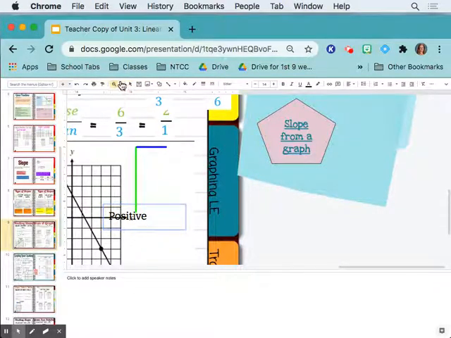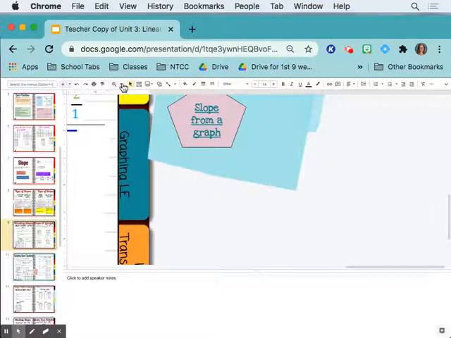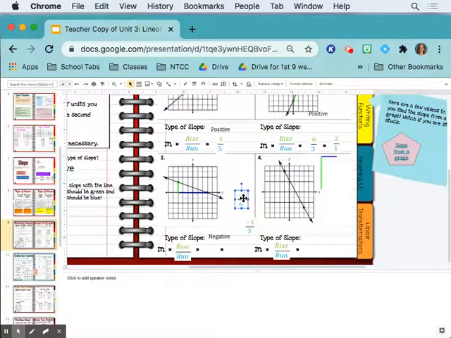Let me zoom out so I can do this a little easier. Having some trouble. There we go. Okay, so -2/6, which reduces to -1/3. And for slope, you can have negative out front, or you can have it with the numerator like it is here. Either way is still correct.